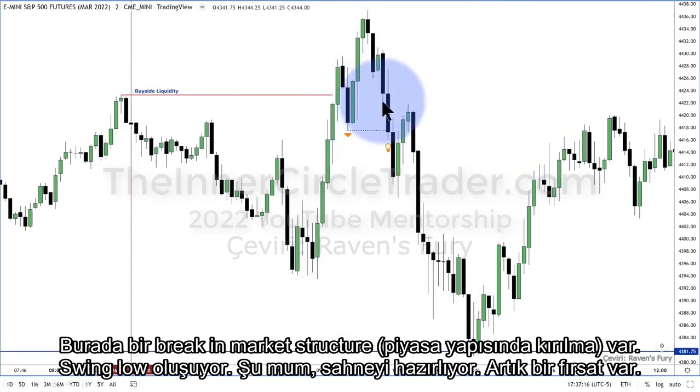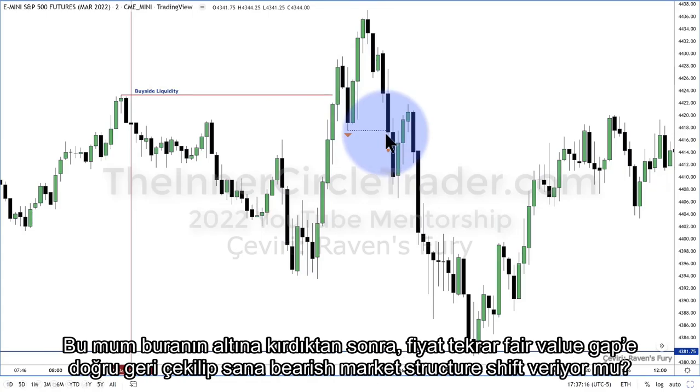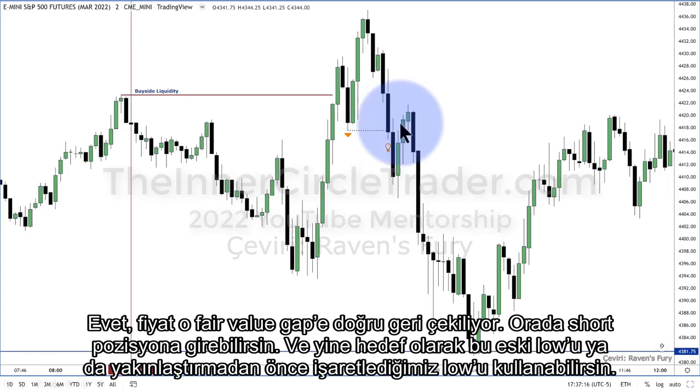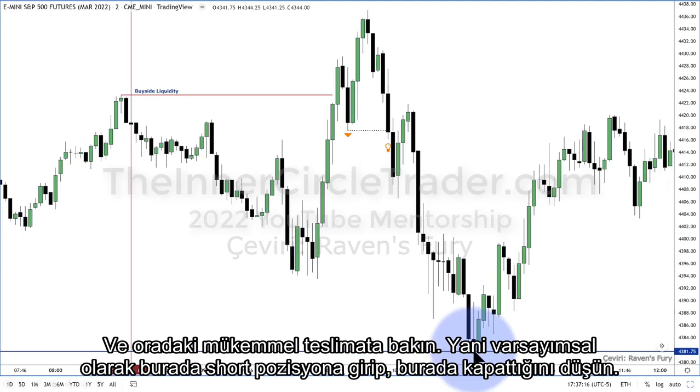Swing low. This candle over here, that sets the stage. Now you have an opportunity. Does price draw back up into the fair value gap after this candle breaks below here, giving you a bearish market structure shift? Yes, it trades up into that fair value gap. You can go short there. And again, you could target this old low here or that low that was annotated before we zoomed in. And look at the beautiful delivery there. So hypothetical short from here and hypothetical cover here.